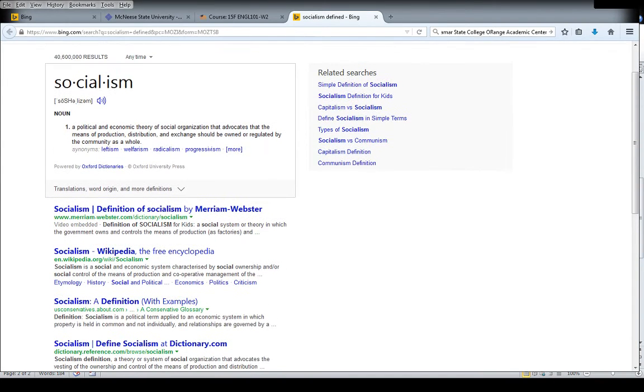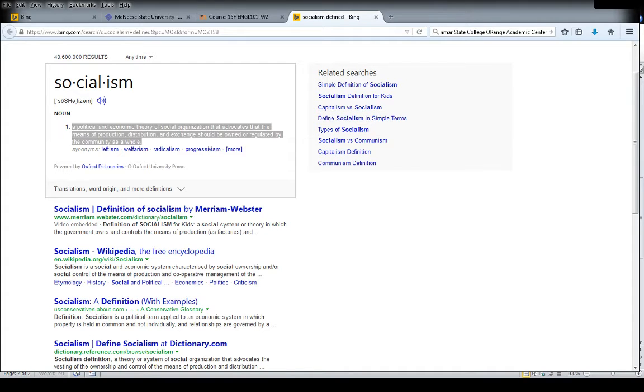A political and economic theory of social organization that advocates that the means of production, distribution, and exchange should be owned or regulated by the community as a whole. And this is from the Oxford University Press Dictionary. So you can see the definition there. And that's the denotation of socialism. So for the time being, we can think of the denotation as being the community owns property. Shares ownership of property. Okay, so that's the denotation.